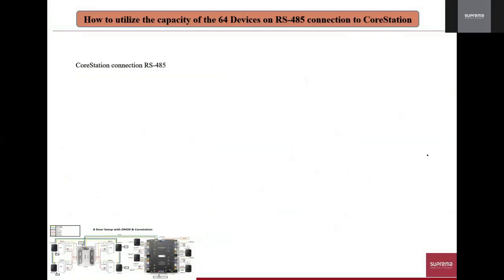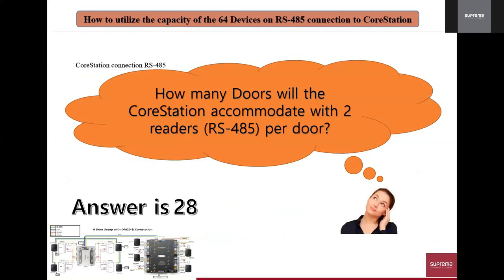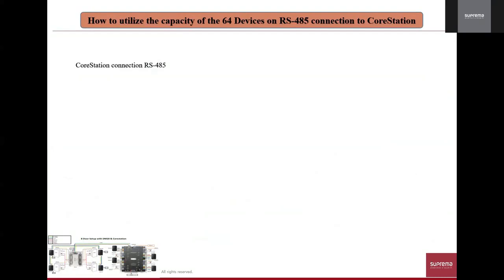The closest, before I give you the answer, I would say would be the person that says 27, which is Ahmed. So your answer is 28. Someone just said it at the same time. So how we got to 28 doors? Simple. You have one CoreStation, you add one DM20, and you have 2 readers per door.